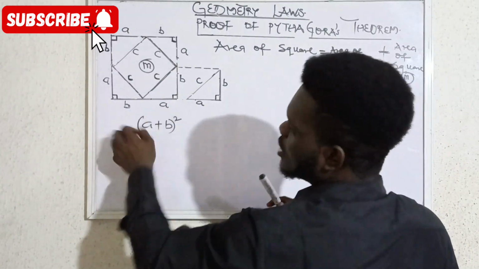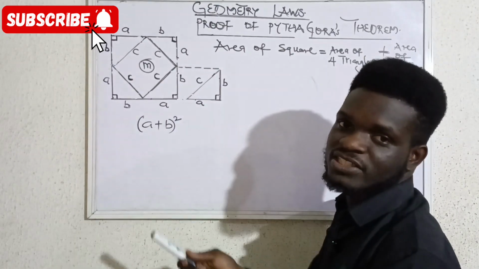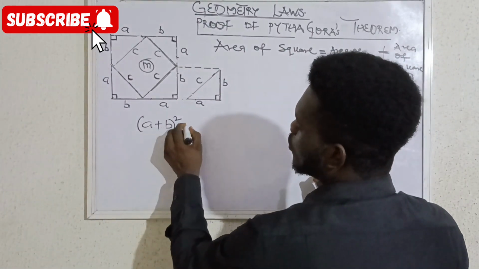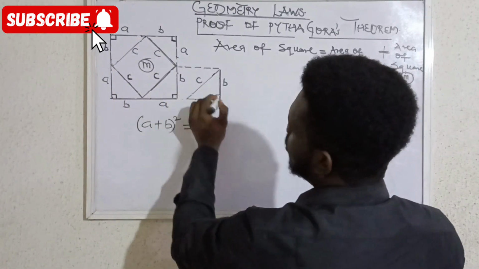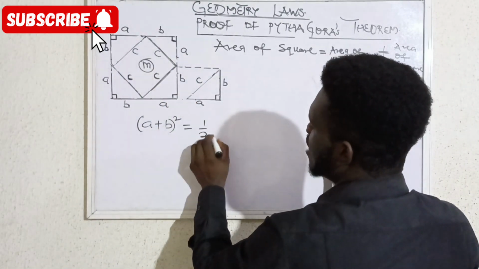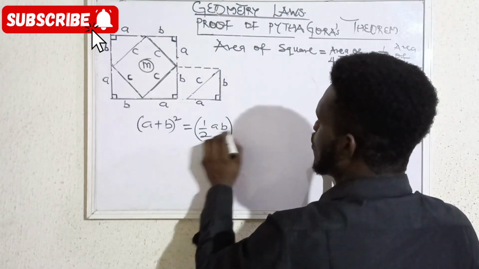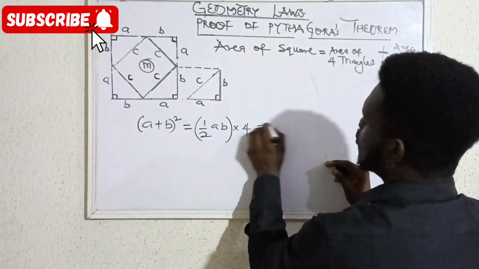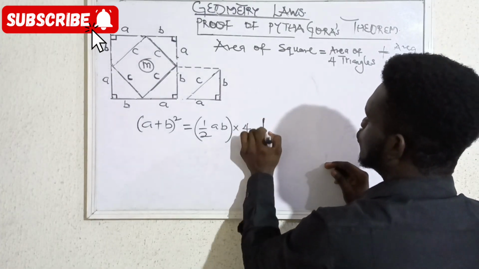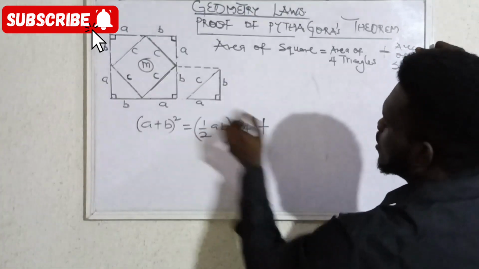And the area of this whole square is A plus B times A plus B, because like I said, the area of a square is length times length, since they are of the same dimension. So we have A plus B all squared equals the area of the 4 triangles. What's the area of only this one triangle? The area of this triangle we can see is half AB. So we multiply by 4, because not just one, but they are in 4 places, compacted with each other. So we have plus the area of the square.